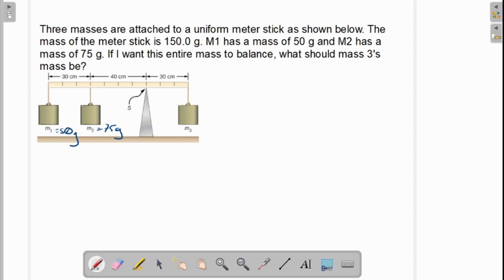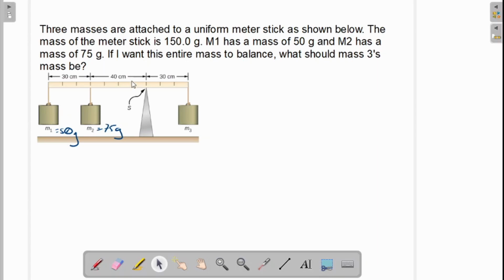Three masses are attached to a uniform meter stick as shown below. The mass of the meter stick is 150 grams, 0.15 kilograms. M1 has a mass of 50 grams. M2 has a mass of 75 grams. If I want this entire pendulum, this entire mass to balance, what should mass 3's mass be?